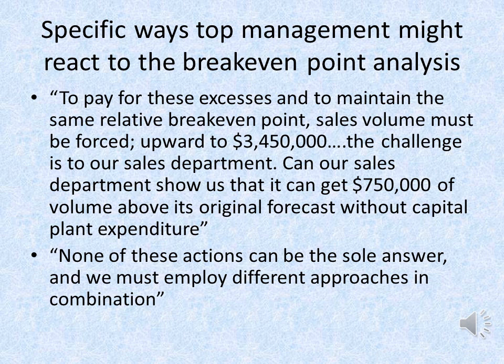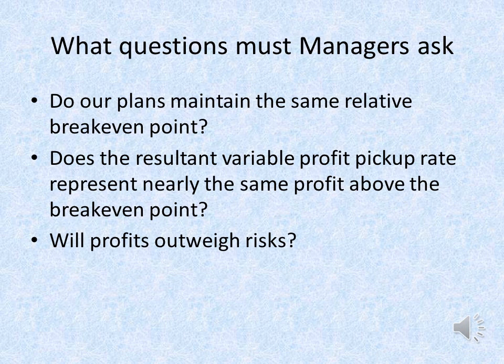In continuance with the specific ways that top management might react to the break-even point, this manager talks about how the pay for excess must be equal to the sales. The sales must be up to date. In order to break even, the sales must equal the cost. And the second one says none of these actions can be the sole answer. They must combine all these different ways to deal with the break-even point. These are the questions that managers must ask themselves about the break-even point. Do their plans maintain the same relative break-even point? Does the resultant variable profit pickup rate represent nearly the same profit above the break-even point, and will profits outweigh the risks?